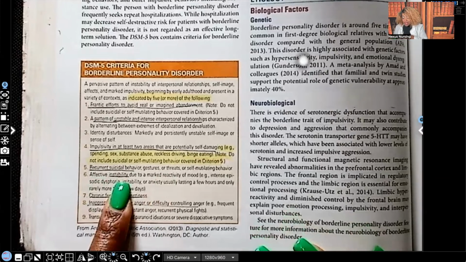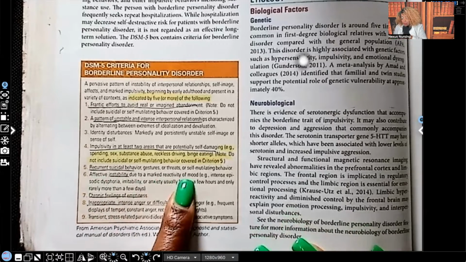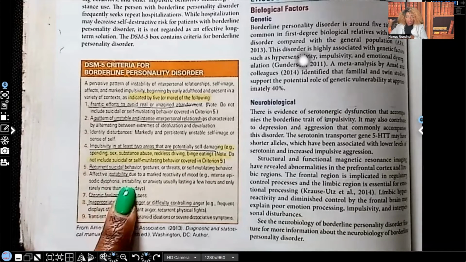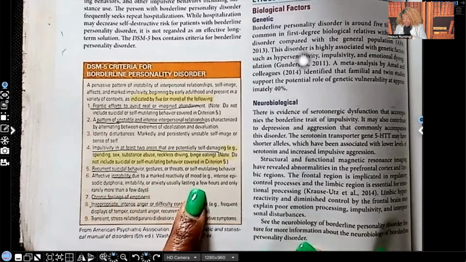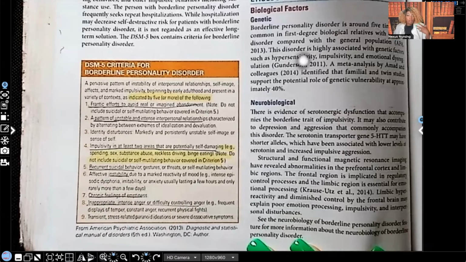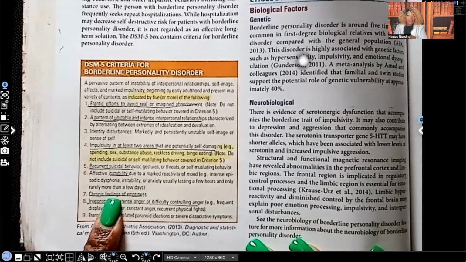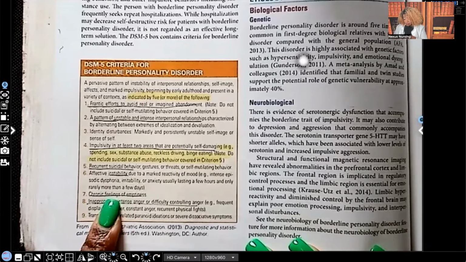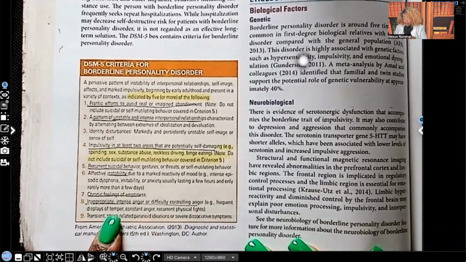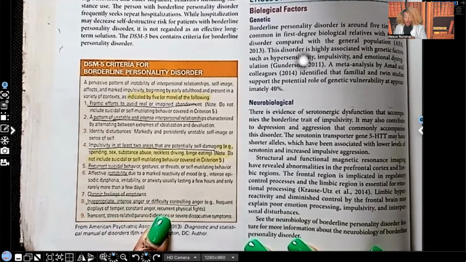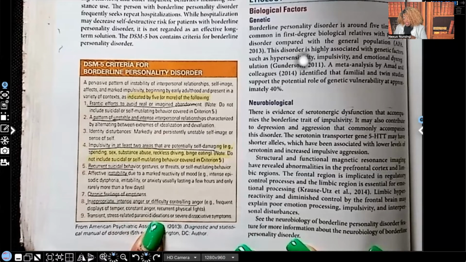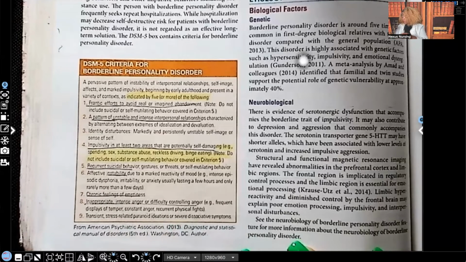Six, affective instability due to marked reactivity of mood, such as intense episodic dysphoria. They're so happy, they're like on cloud nine. Irritability or anxiety, usually lasting a few hours and only rarely more than a few days. They are all over the place. Emotionally speaking, they're a roller coaster. Seven, chronic feelings of emptiness, and they never like to be alone. Eight, inappropriate, intense anger or difficulty controlling anger, such as frequent displays of temper, constant anger, recurrent physical fights. And number nine, transient stress-related paranoid ideation or severe dissociative symptoms.